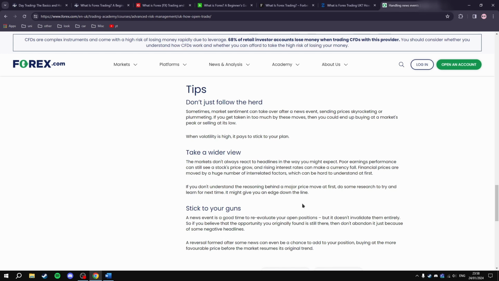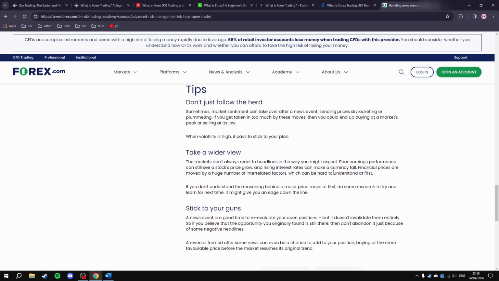Sometimes market sentiment can take over after news events, sending prices skyrocketing or plummeting. If you get taken in too much by these moves, then you could end up buying at a market's peak or selling at its low. When volatility is high, it pays to stick to your plan.